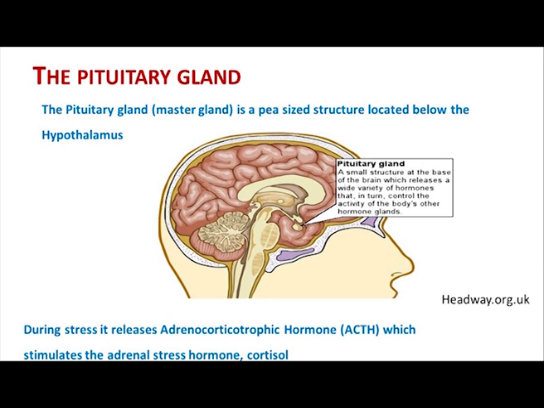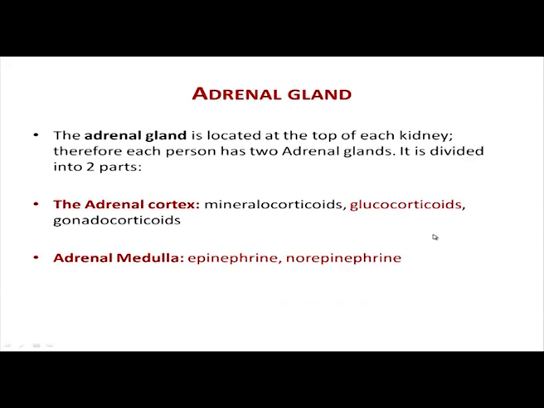We have discussed this, and during stress it releases a hormone known as the adrenocorticotropic hormone, which stimulates the adrenal gland to release the stress hormone called cortisol. Now, coming to the adrenal gland. The adrenal gland is located far away from the brain. So, that is its position, it is structured on the top of each kidney. Each individual has two adrenal glands and it is divided into two parts, that is the adrenal cortex and the adrenal medulla. Both these parts of the adrenal gland secrete different kinds of hormones.